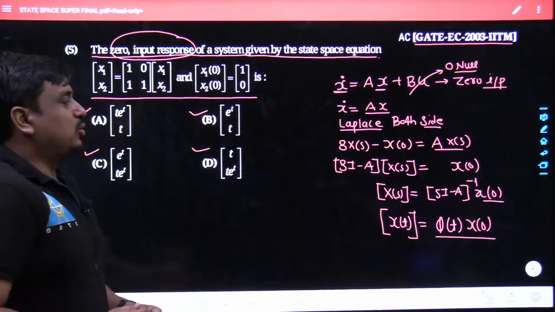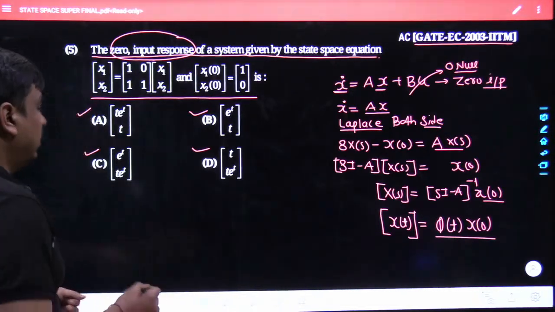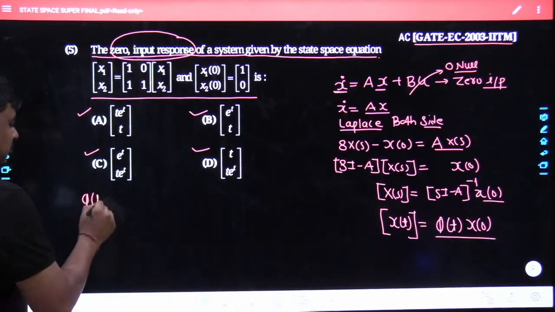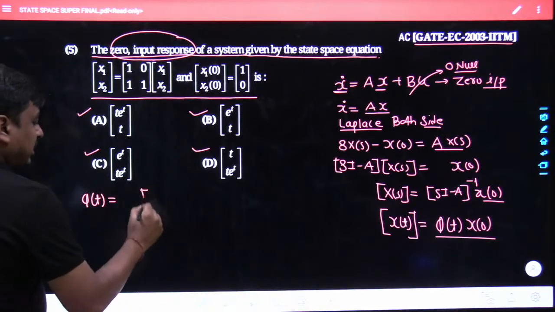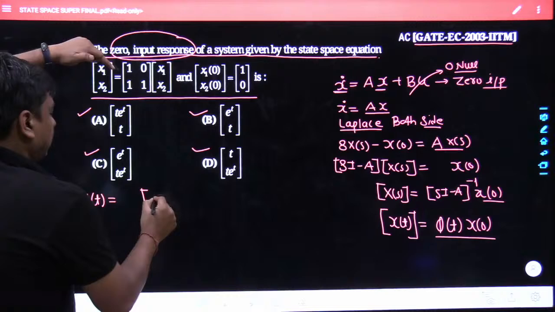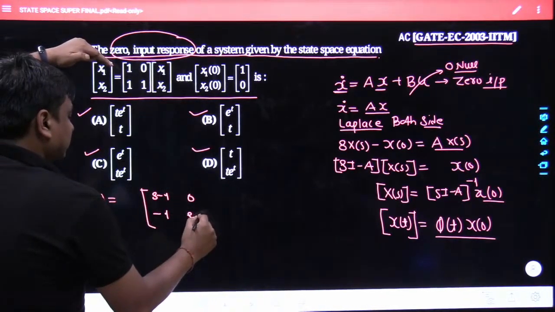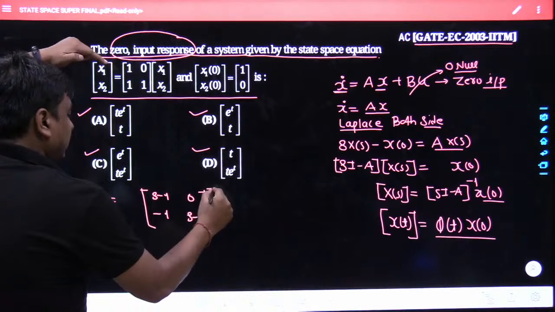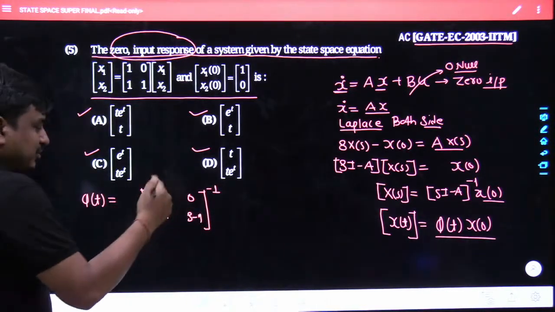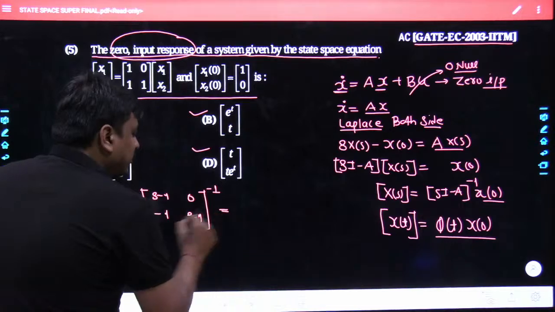Yes, so again you had to follow the same process, and at the end of the day you had to get the answer. So may I know how the phi of t has to be calculated? We had to take the inverse of (sI minus A). So here it becomes s minus 1, here it's 0, here it's minus 1, here it's s minus 1. You had to take the inverse of this matrix, and at the end of the day you had to take its Laplace inverse. May I know what would be the inverse of this matrix?